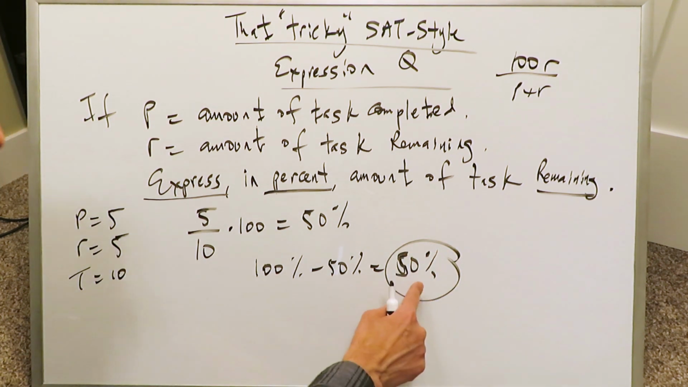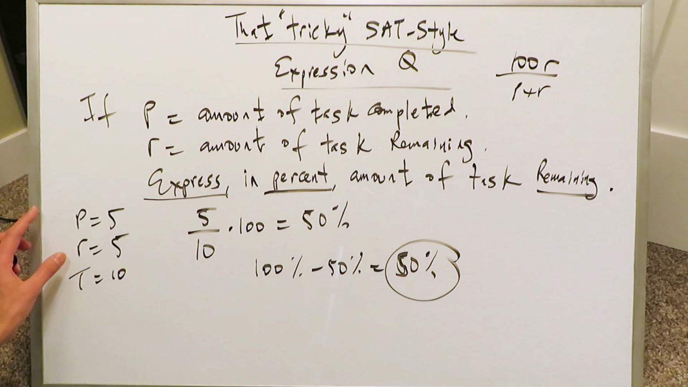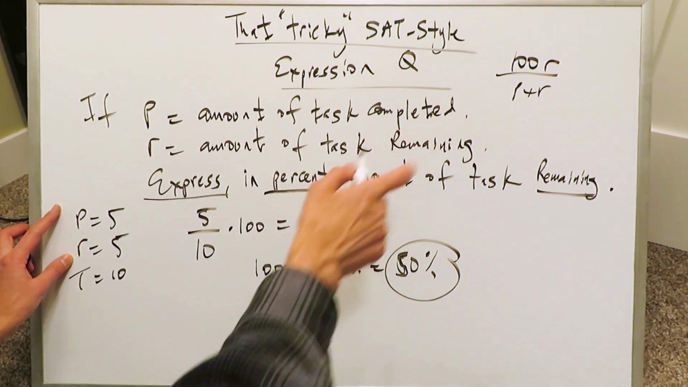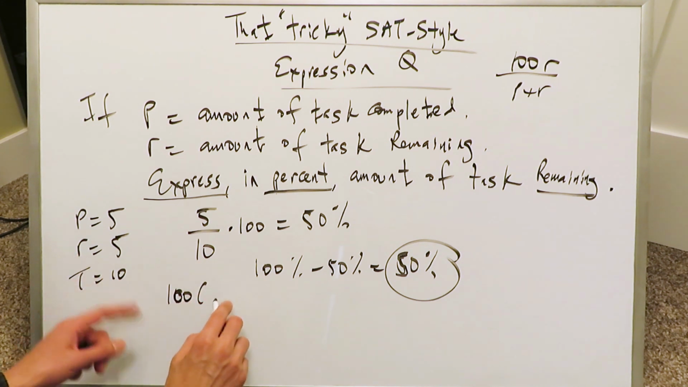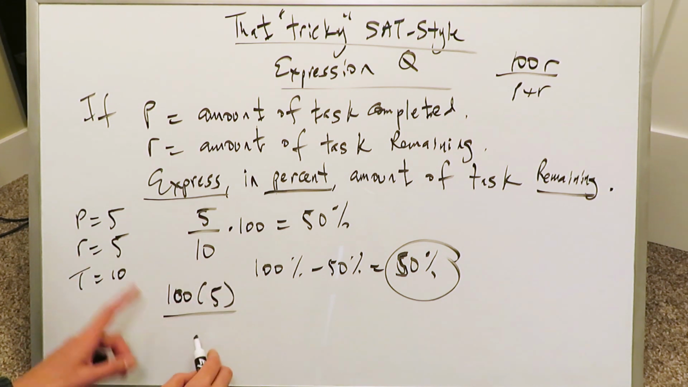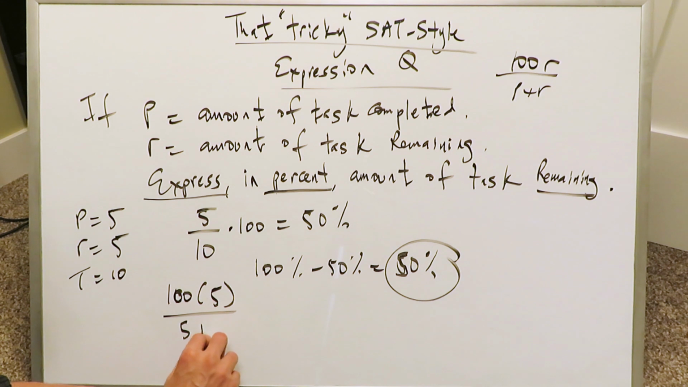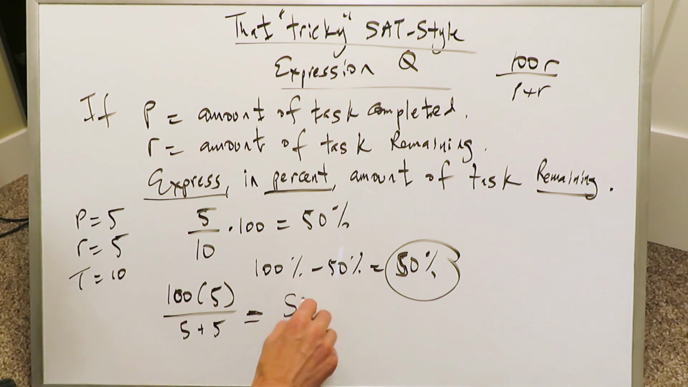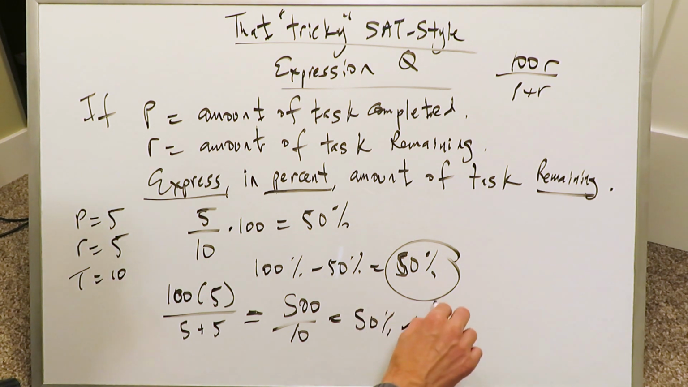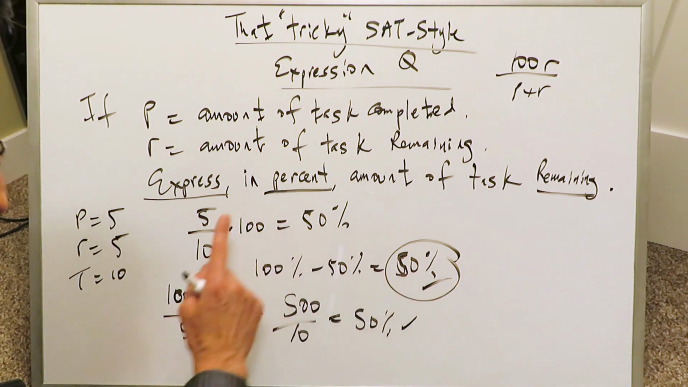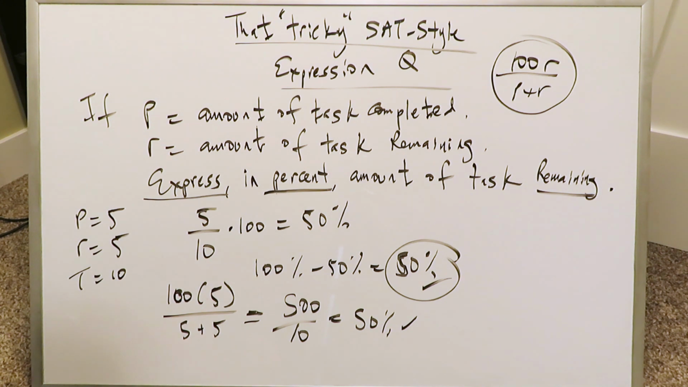Now how can you reconcile this with this? You can, because I've given you values for P and R. You take that expression and you plug them in. You have 100, and then you have an R value which is 5. In the denominator you have P and R, 5 plus 5. And you do a simple computation. You have 500 divided by 10. And everything here is with regards to percentage. 500 divided by 10, you have 50%. This very well works with that, and this tells us that our expression is correct.